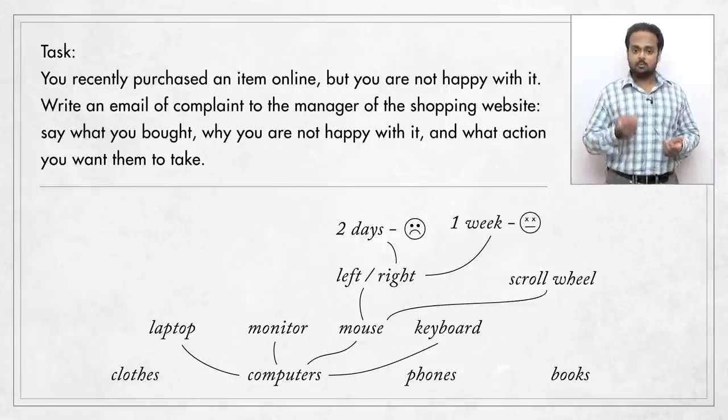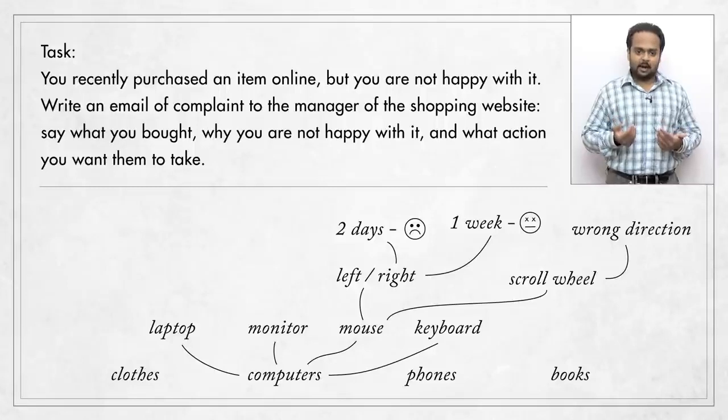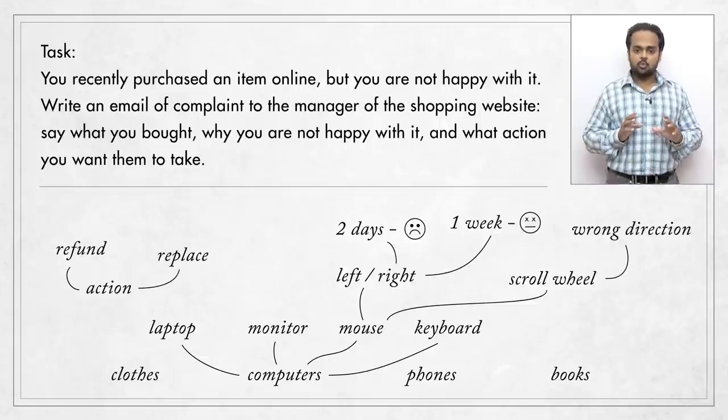I want to add some more detail, so let's say that the scroll wheel is also having problems. What problems can it have? Well, if I try to scroll in one direction, it actually makes the screen go in the wrong way. So we have our problems now. But what do we want the shopping website to do? We can say, give me my money back. That's called a refund. Or we could ask for a replacement.